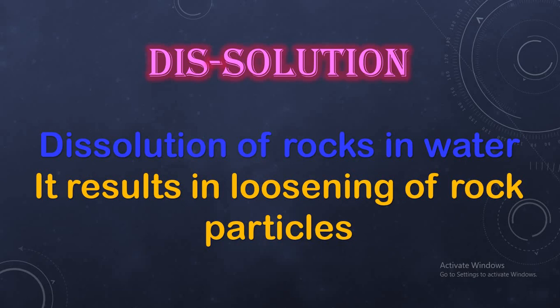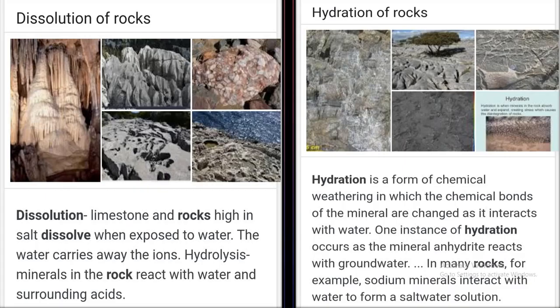We'll see the picture of dissolution of rocks. The limestone and the rocks high in salt dissolve when exposed to water. You know very well, the salt gets dissolved in water. So when it is found on the rocks, during climatic changes, or by the flood or by the rainy season, the water makes the salt and the limestone dissolve.